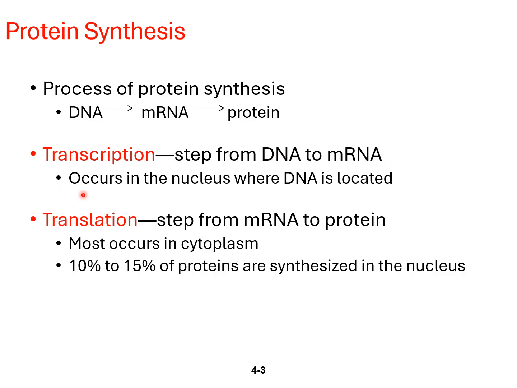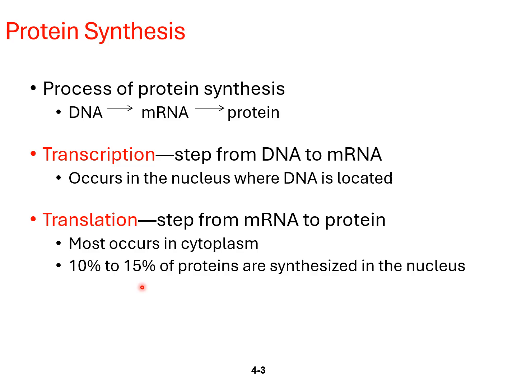And this occurs in the nucleus because DNA cannot leave the nucleus. Translation, on the other hand, is messenger RNA to protein. So it's translating the codons on the messenger RNA into amino acids of the protein. Because it's a different language, that's why this is called a translation. And most of this occurs in the cytoplasm.